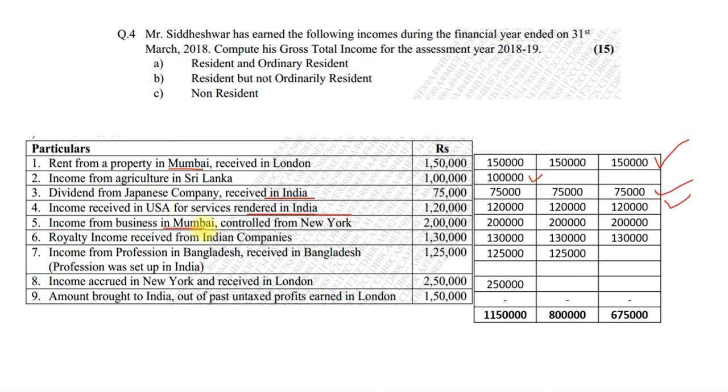Income from business in Mumbai. Mumbai, everyone pays since it's India. Royalty income received from Indian company. Again, everyone pays for it. Business in Bangladesh received in Bangladesh but set up in India. Since it's set up in India, the first two people will pay for it. Income accrued in New York and received in London. Foreign income, only the first. Untaxed profit of past won't be taxable. Add up, we get the final taxable incomes 11 lakh 50,000, 8 lakhs, and 6 lakh 75,000.